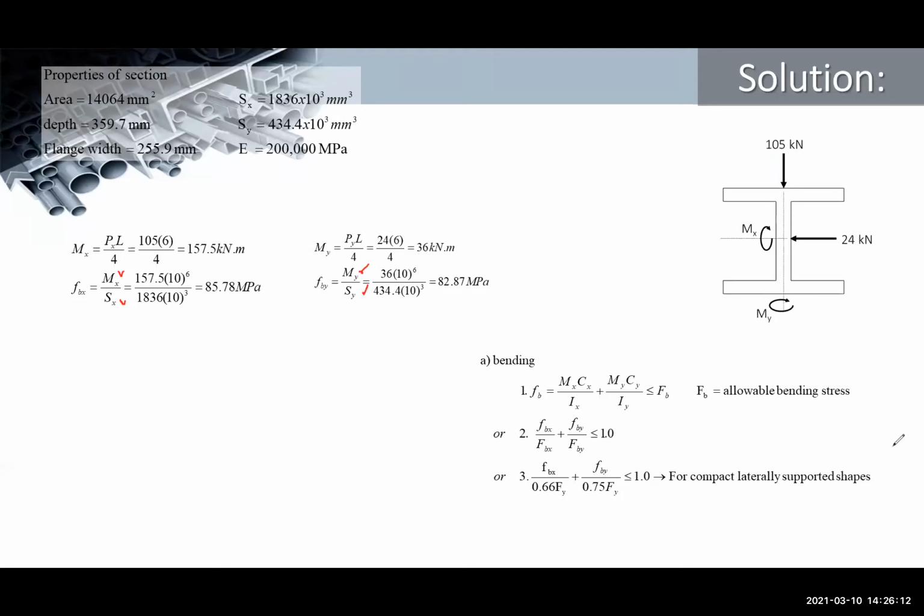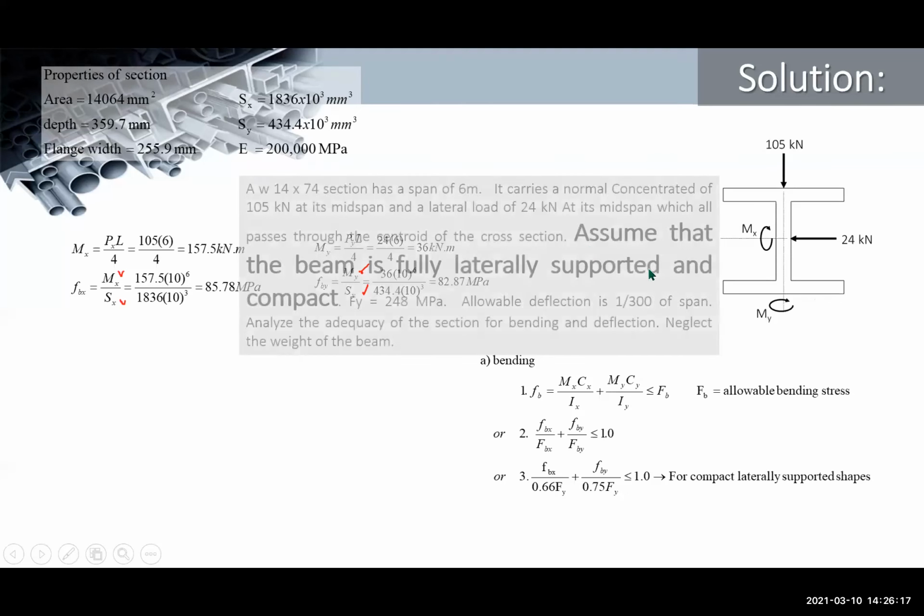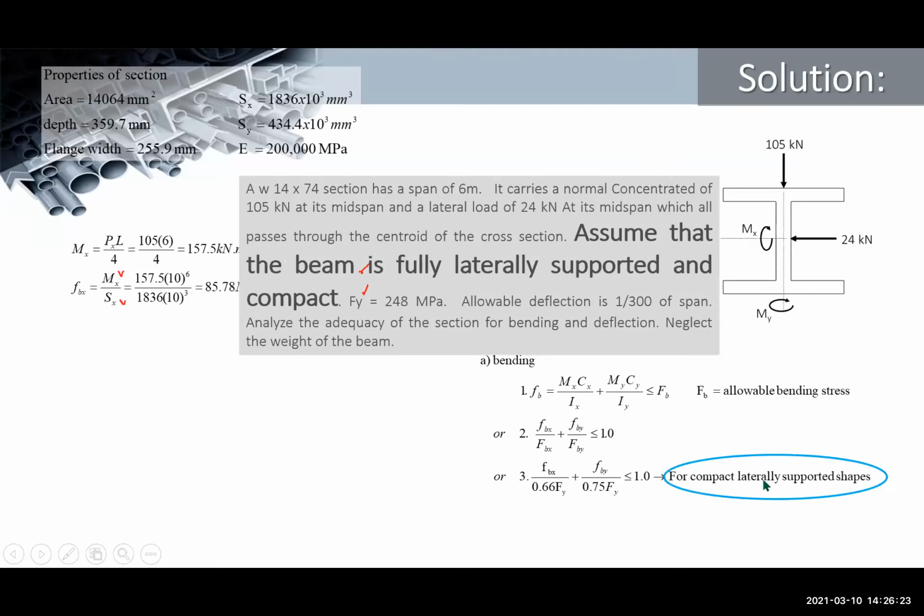And then, which equation will we use? Let's check, based on the problem. This is the problem: assume that the beam is fully laterally supported and compact. So we will use this equation, number 3, because according to the problem, it is laterally supported and compact. Looking at this equation, we have already computed the FBX and FBY. The FY is given as 248. So we can compute the interaction value. For this beam to be safe, it should be less than or equal to 1.